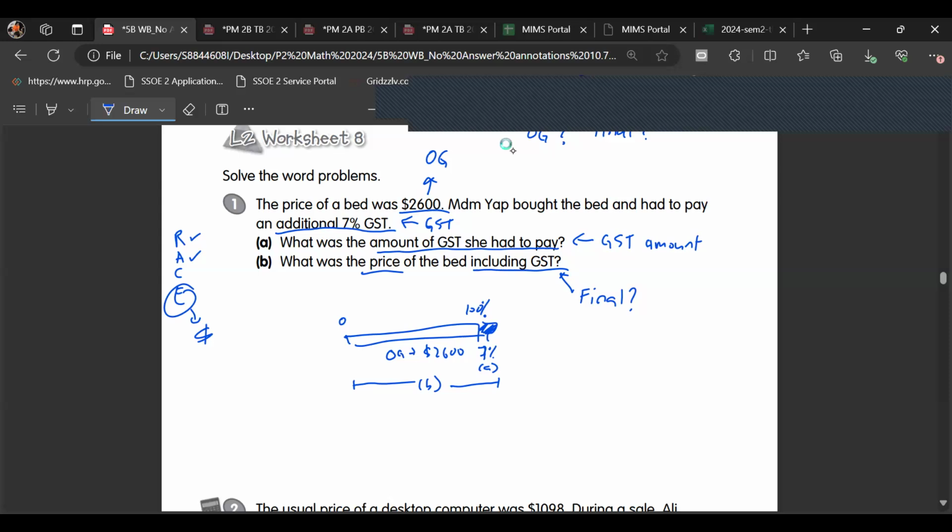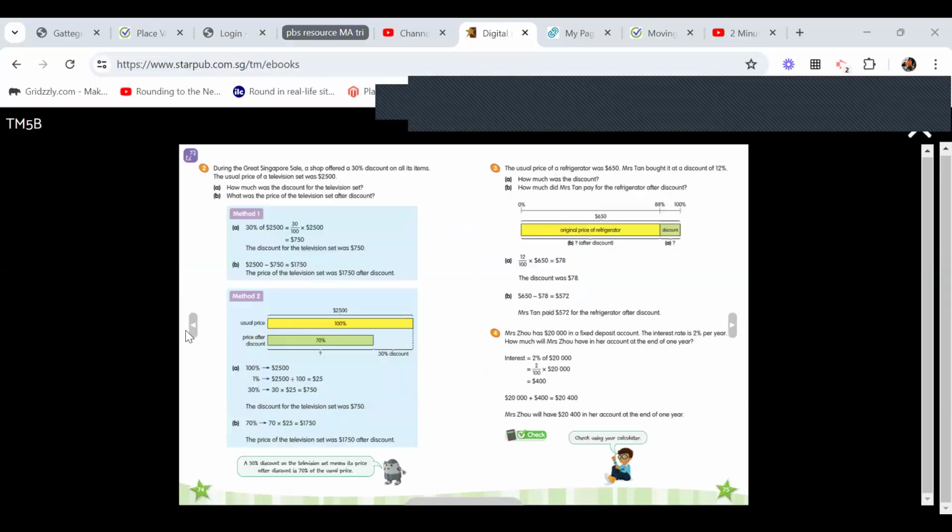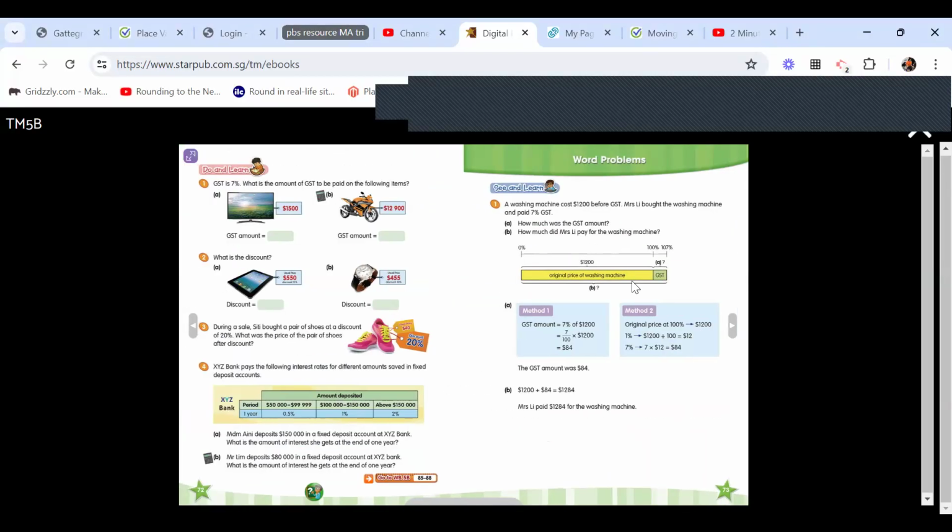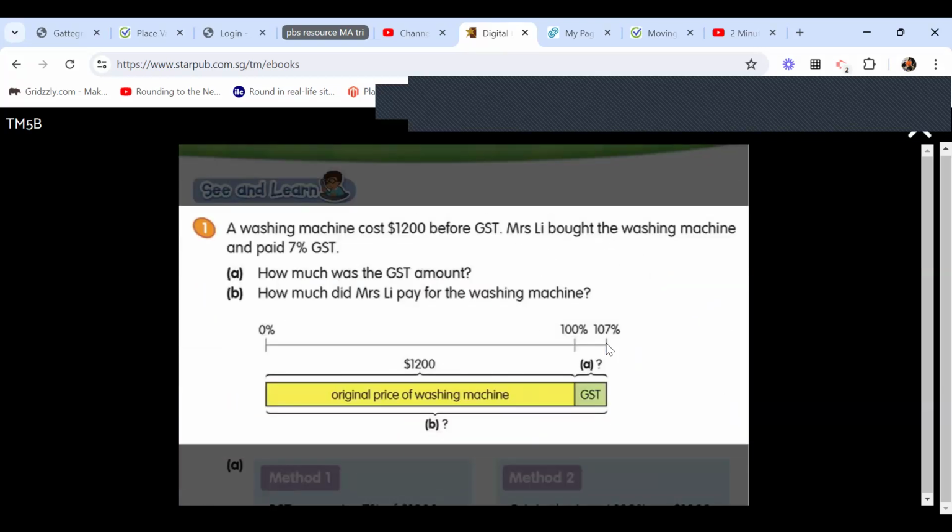And then you realize the interesting thing is, in the textbook, it describes this as, you see the textbook here, like the GST question. Can you see how they draw the model? This is a similar question. How come this one got 107%? Can it be more than 100%? I thought 100% is the whole already. No, I mean it's a whole, but this looks like they have more than one whole. Does it make sense? Then the question says, yeah, because it's the 7%.